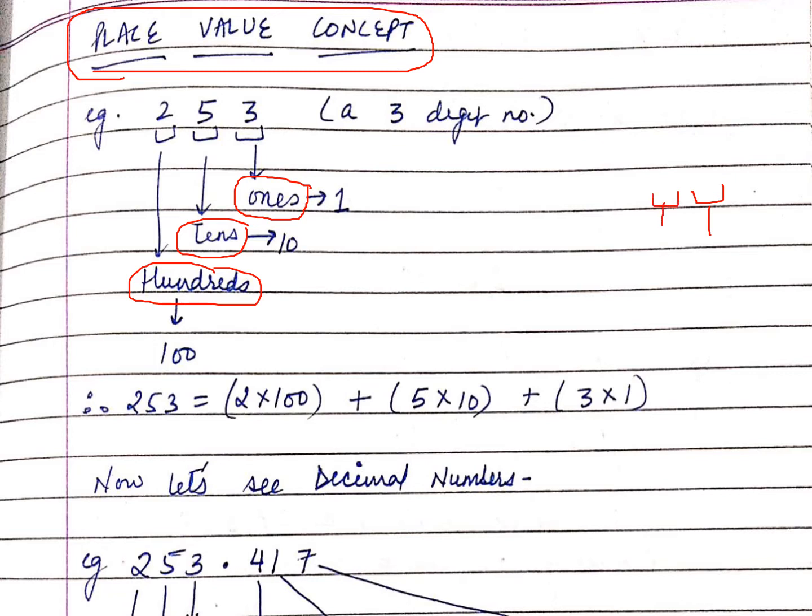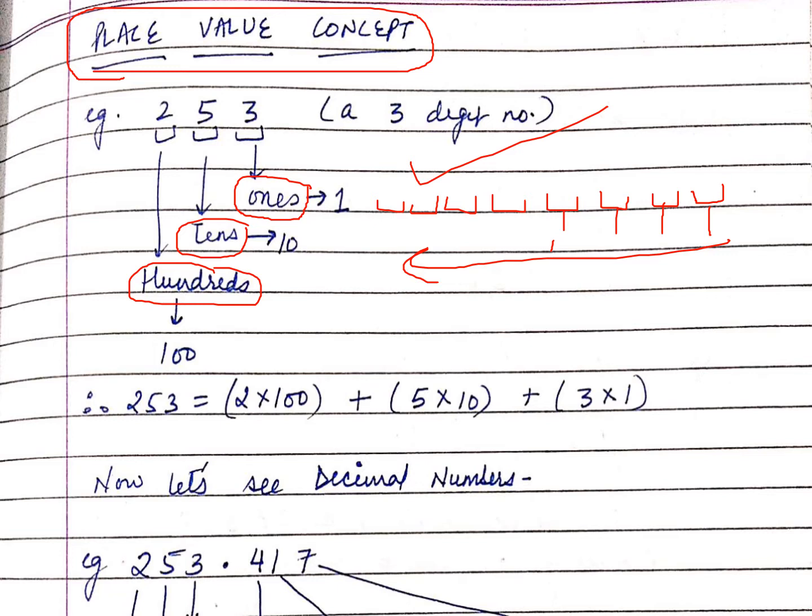After ones we have tens, then hundreds, then thousands, then 10,000s, then lakh, 10 lakh, crore, and so on. This is again a recap of what we have done. In this class we don't have to study only this; we have to extend our knowledge to the decimal place value concept. But before that, I am giving you a recap of what you have done earlier.